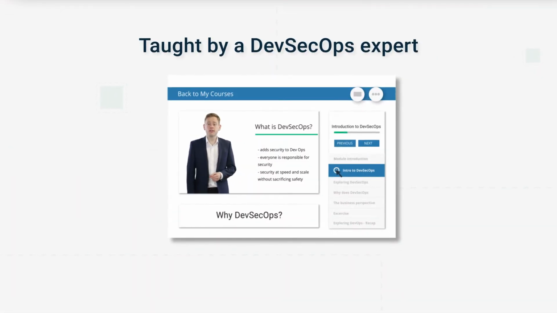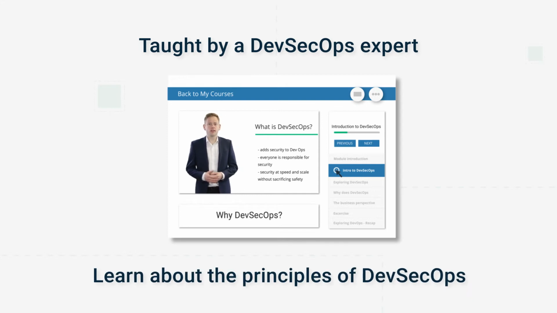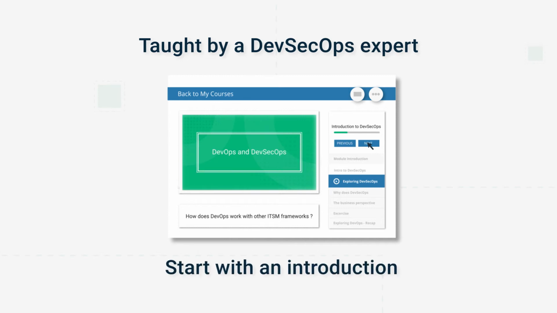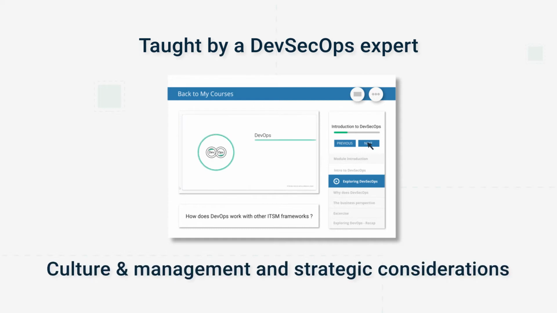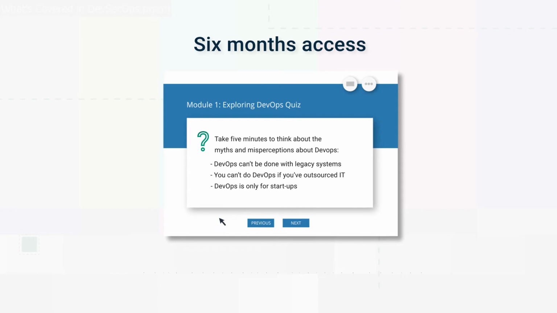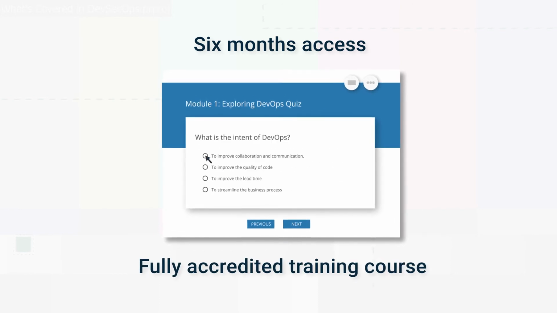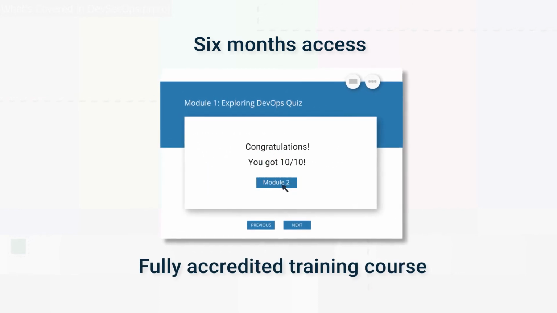Taught across 10 modules by a DevSecOps expert, this course will familiarize you with the key principles of DevSecOps and how they work within a business. You'll start with an introduction to DevSecOps and then move on to culture and management and strategic considerations. You'll also learn about key security considerations that must be followed by any DevSecOps engineer. Once you begin training, you'll have 6 months access, and this course is fully accredited.